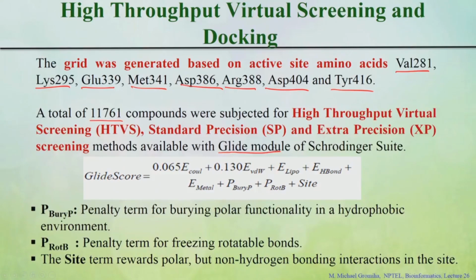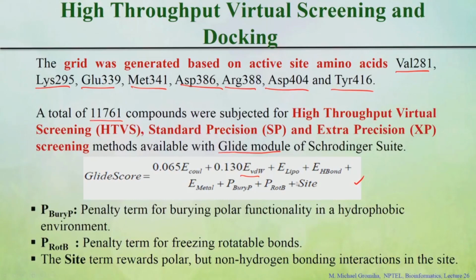Then finally they get the score using this equation. The GLIDE score is given as follows; there are different components. This is the Coulombic interaction, and we have the van der Waals interactions, here this is the lipophilic interaction, this is hydrogen bonds, and this is the penalty term given for burying polar functionality in a hydrophobic environment. If we have polar residues, they mainly interact with the residues on the surface. If they go to the buried ones, then we give some penalty.